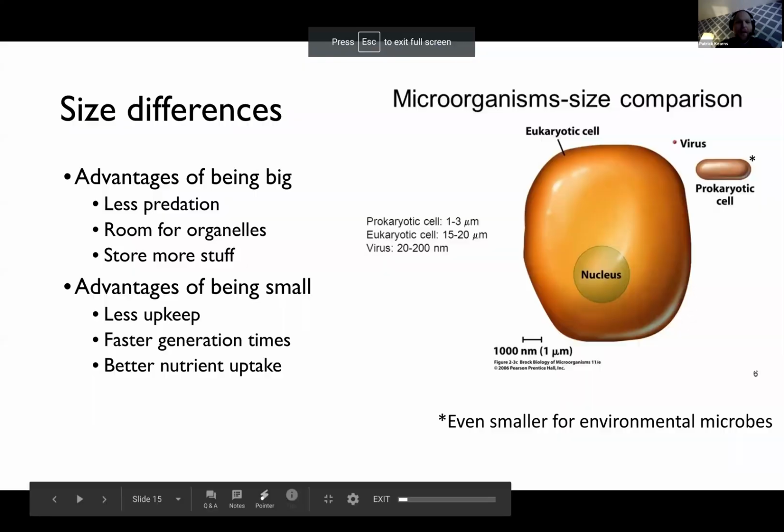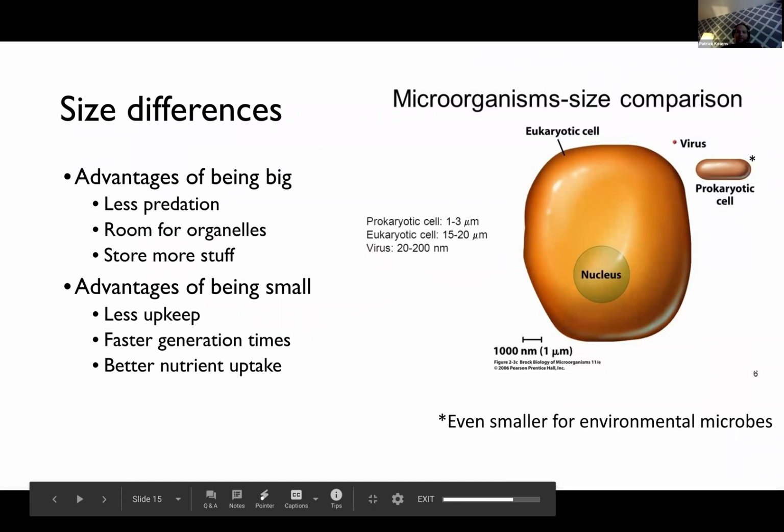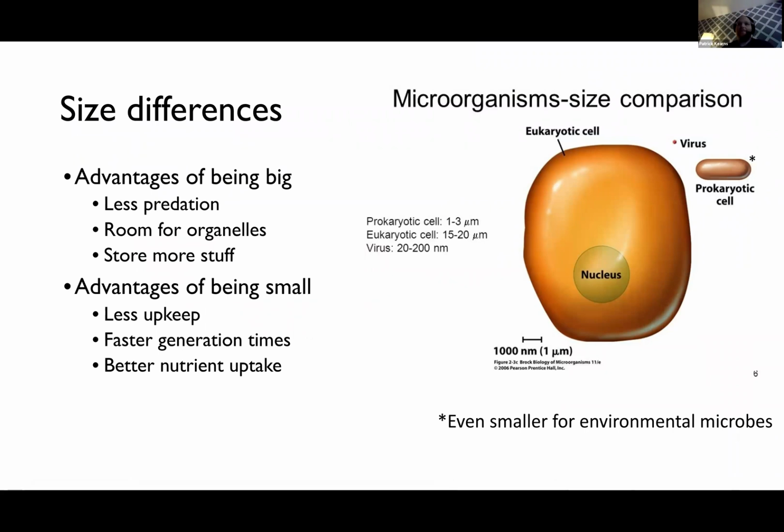All right, so back to size differences. As I mentioned, being big has advantages, right? Less predation means you're less likely to get eaten. Tigers aren't getting eaten in the wild, but smaller things are, right? You think about a bird, think about a mouse. Those things are getting eaten. Same thing for bacteria. Same thing for microscopic eukaryotic organisms. The smaller you are, the more likely you are to get preyed upon. In addition, being big allows for more stuff, whether that is nutrients, water, or the presence of organelles.